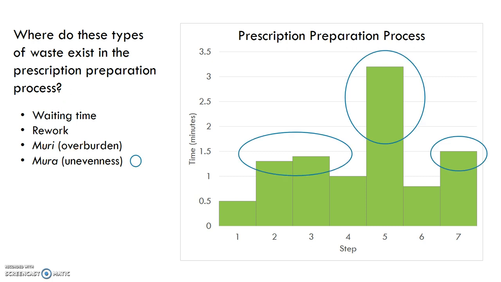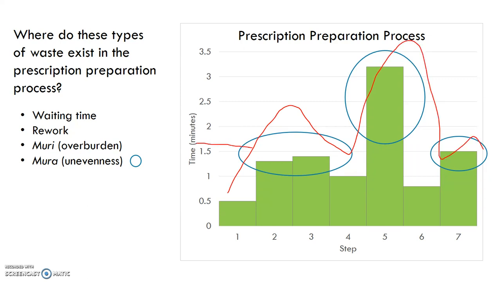So looking at MURA, or unevenness, we can see some unevenness across this process in 3 primary locations as we look at the histogram. And we've talked about this a little bit earlier in video 1 as well. So we can see that steps 2 and 3 take quite a bit more time, relatively speaking, compared to steps 1 and 4. We can see that step 5 takes the longest amount of time by far, and then step 7, of course, takes more time than step 6. So all of this makes for a very uneven profile to our process, right?